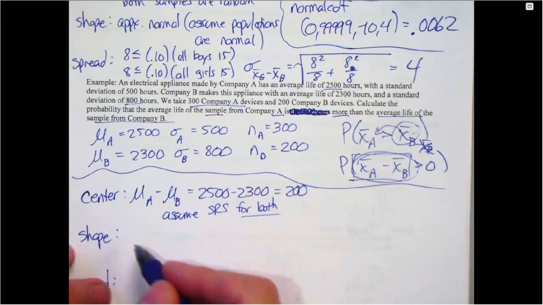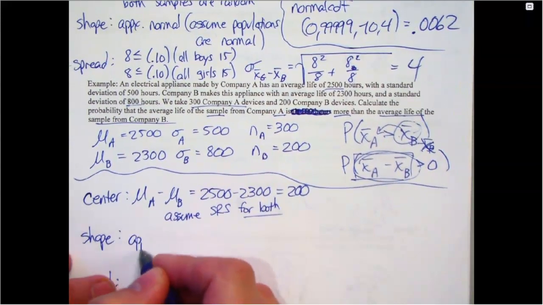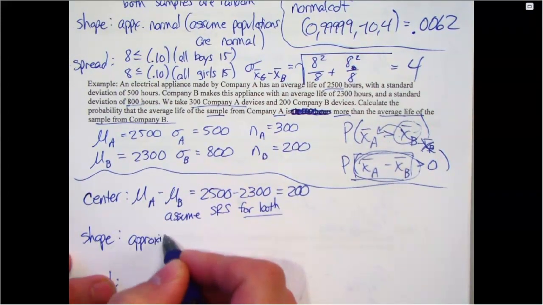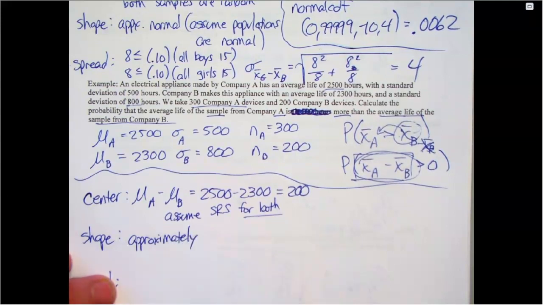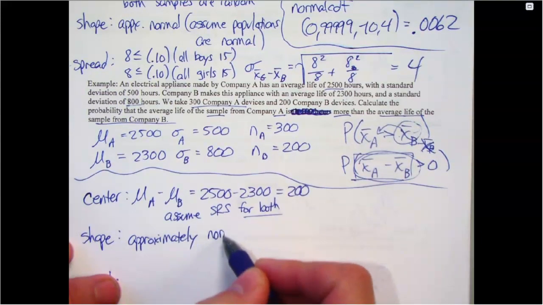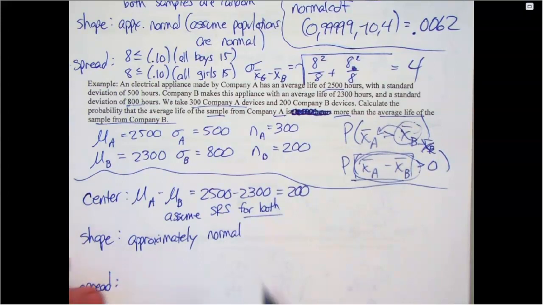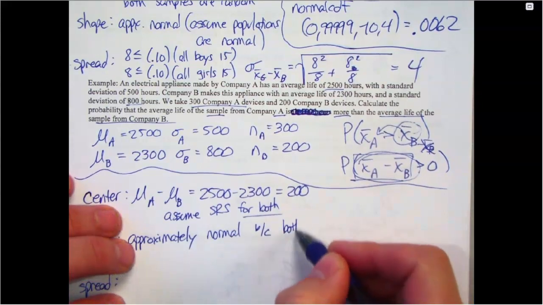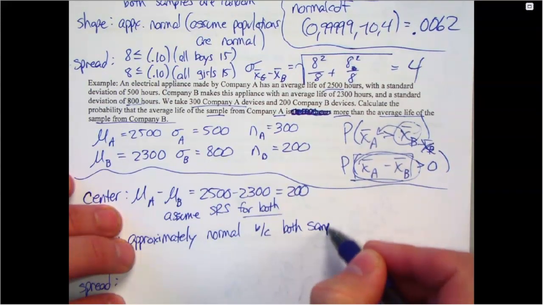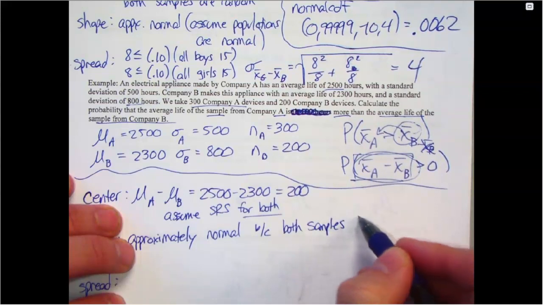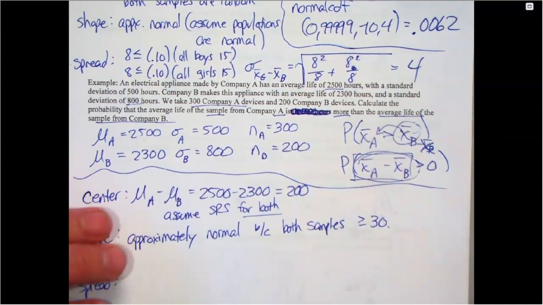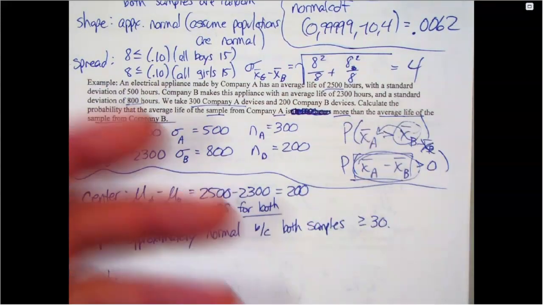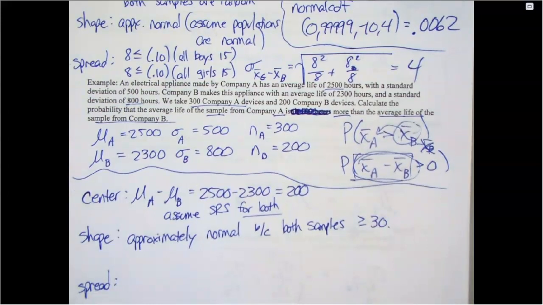Okay, shape. It's basically always going to be approximately normal. But how do we know this time? Both samples are greater than 30, right? We have 200 and 300. So again, make sure you say it for both when you have two samples to think about.